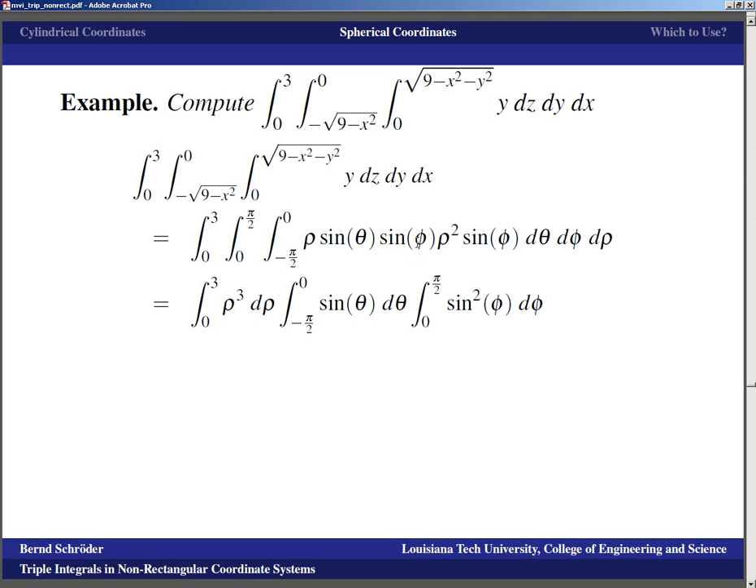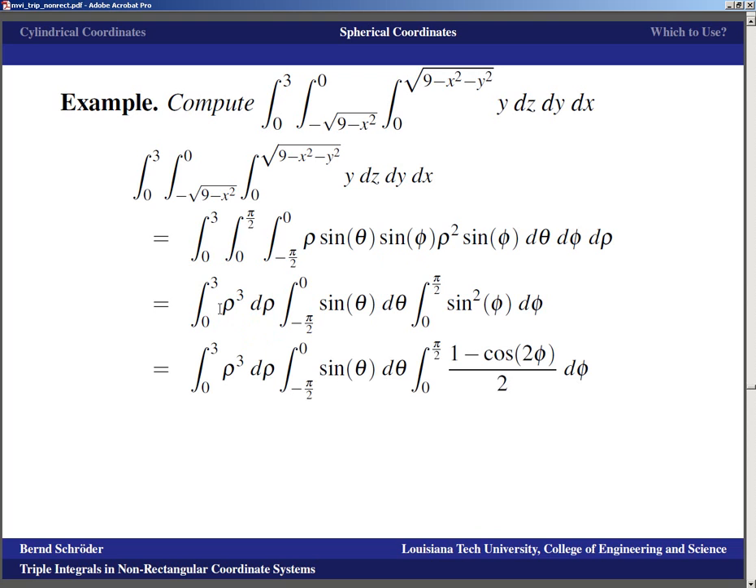This is a function that is a product of other functions, and when that happens, the triple integral decomposes into a product of 3 single integrals, which we can solve. So I end up with the integral rho cubed, the integral sine theta, and for this one here, sine squared phi, that's a trig identity, that's (1 minus cosine 2 phi) divided by 2. That's the only change that happened from this line to this line. We're going to talk about how to remember that trig identity in just a second.